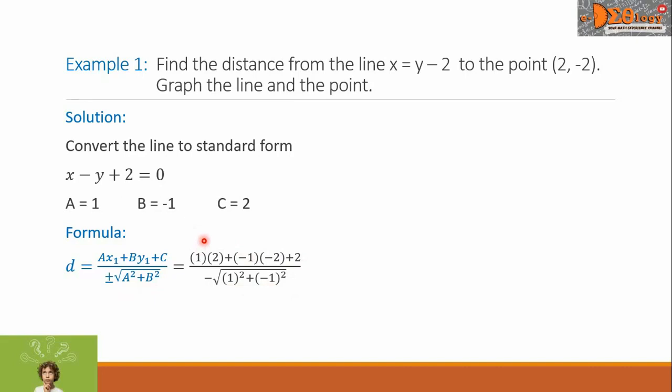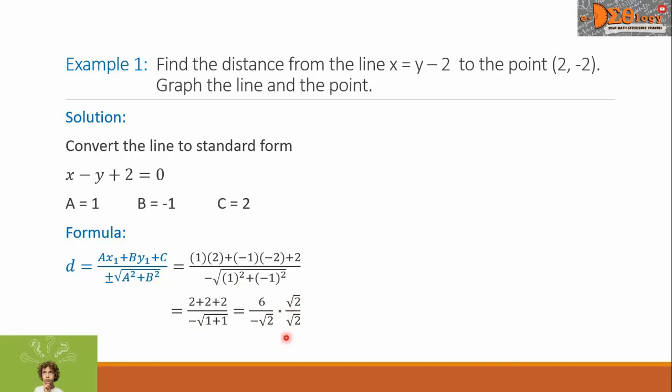Simplifying further, in the numerator, we have 1 times 2 is 2 plus negative 1 times negative 2 is positive 2 plus 2 we will simply copy here. All over, the negative square root of 1 square is 1 plus the square of negative 1 is simply positive 1. Now in the numerator, 2 plus 2 plus 2 is 6 over negative square root of 1 plus 1 is 2. Let us rationalize our denominator.